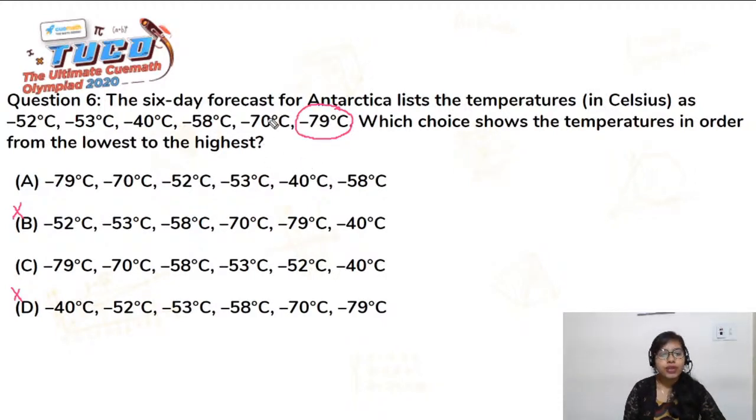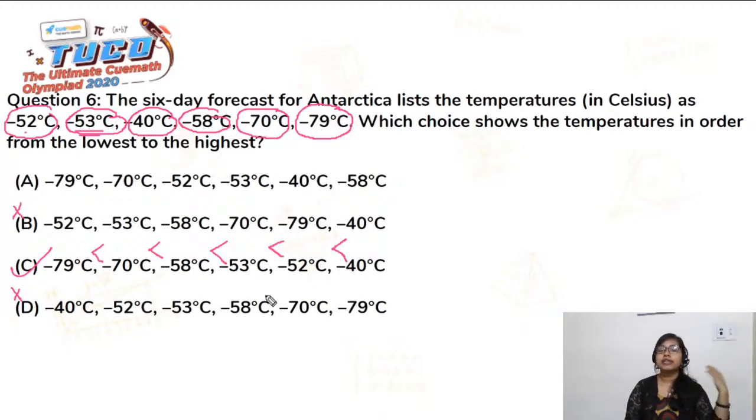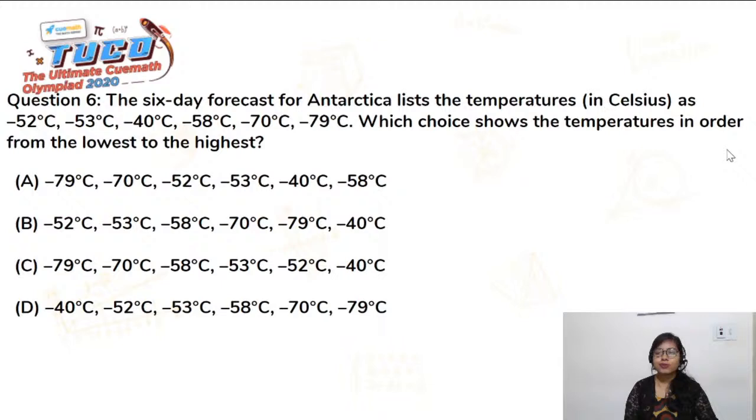After minus 79, what do we have? We have a minus 70. Then we have a minus 58. Right? Then we have minus 53 first, then we have minus 52 and then it comes to minus 40. Hence, it's option C as you all could see here. And the sign that would be going is like this, ascending order. I hope everybody understands ascending or increasing order. This is what the requirement of the question was. Okay, all right. So with this, let's proceed further.